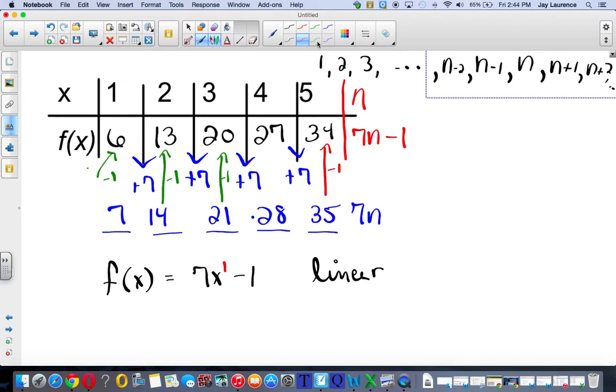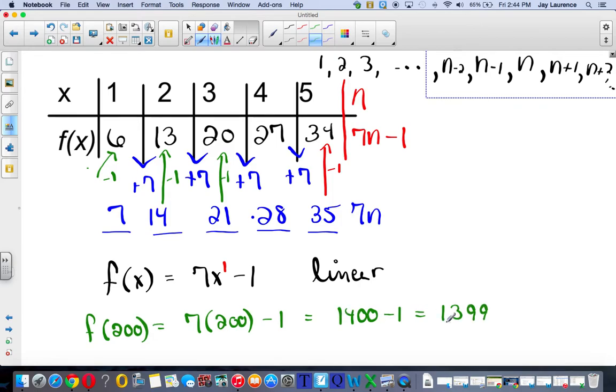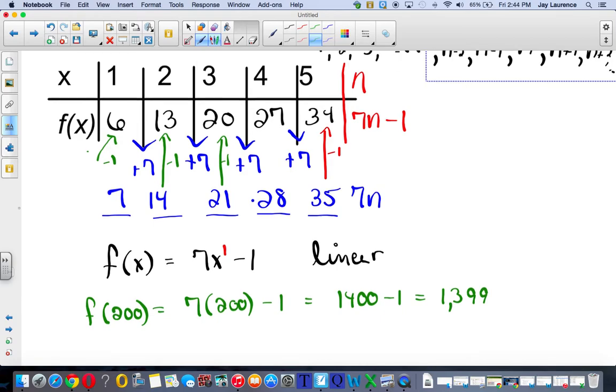All right, now I can use this function to find any term I want in the sequence. So, for example, if I wanted to find f of 200, well, I'd put 200 into my function machine, which means I would go 7 times 200 minus 1. Well, 7 times 200 is 1,400, and then that would be 1,399. Okay, there you go.